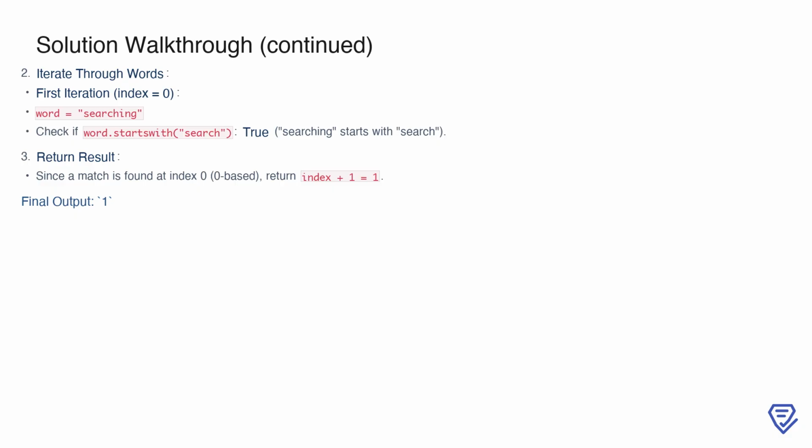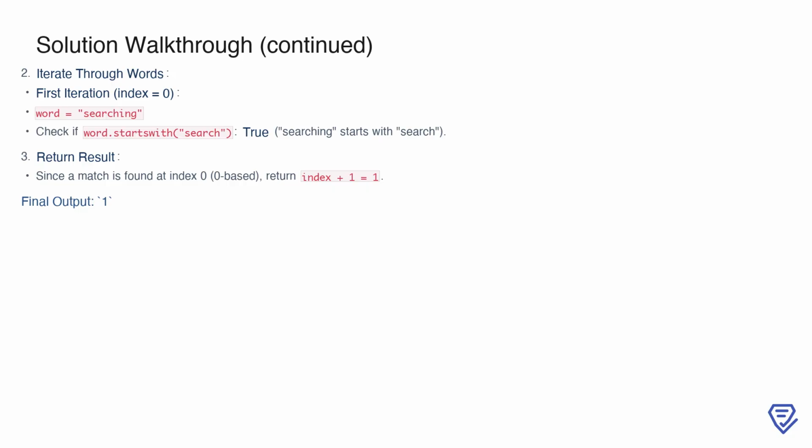Lastly, let's look at the example where the sentence is "searching for a prefix" and the search word is "search". Splitting the sentence gives us the list ["searching", "for", "a", "prefix"]. During the iteration, the first word, "searching," is checked to see if it starts with "search." This check evaluates to true since the word "searching" does indeed begin with "search."